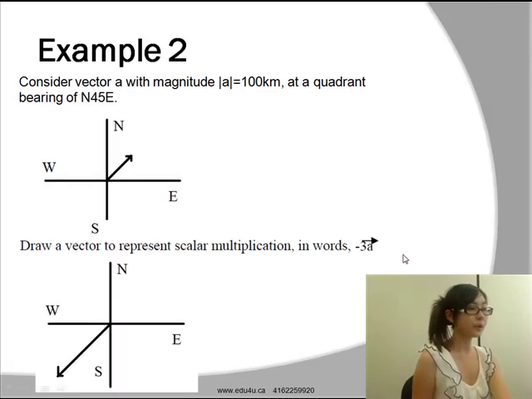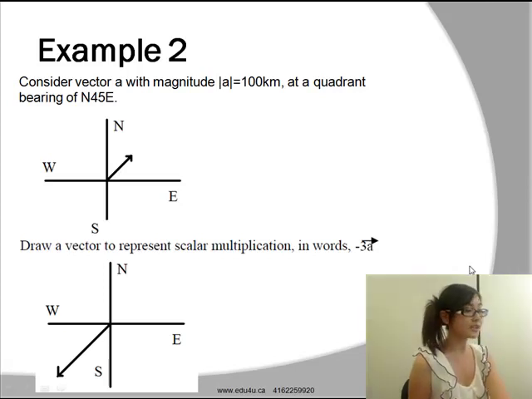So consider we have this example. We have A, which is this vector with a magnitude of 100 kilometers at a quadrant bearing of north 45 east, which means this angle is 45 degrees. Now we have to draw a vector to represent the scalar multiplication of negative 3A.